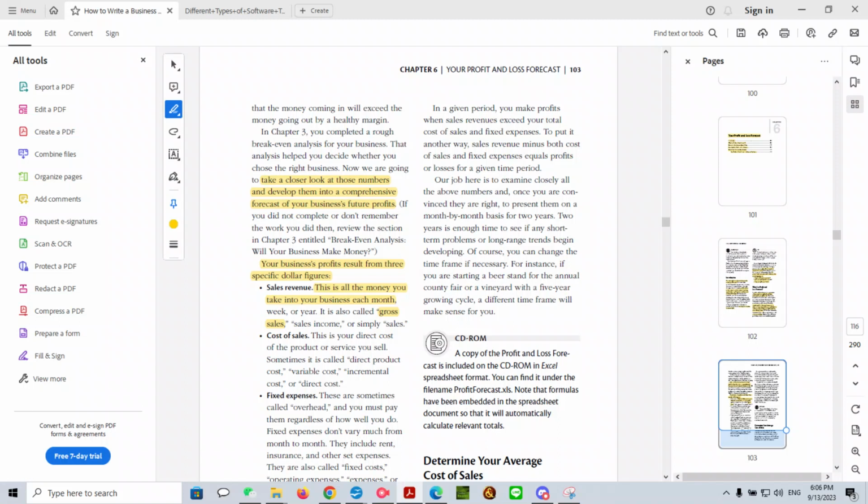And after sales revenue, we need to look at the cost of sales. This is the direct cost of the product or service you sell. So basically what it is, how much does it cost to produce that sale? So that could be how much do you pay for overhead, total overhead, or, depending on the definition, it could also be how much does it cost to make that sale in terms of what you pay the person who makes the sale itself.